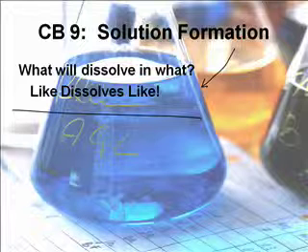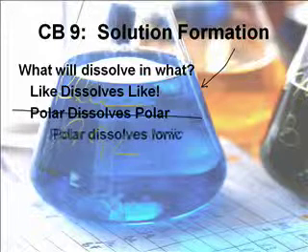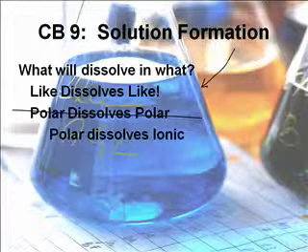Like dissolves like. Now, that does not mean blue dissolves blue and red dissolves red or whatever. It isn't color, but what is it that has to be alike for them to dissolve? It's their polarity. So back in Unit 8, we learned about polarity. There are some things that are polar, and there are things that are not polar, or nonpolar, we say. So polar dissolves polar things. So if I take a polar thing and I mix it with another polar thing, it will dissolve. Polar also dissolves ionic compounds, by and large.